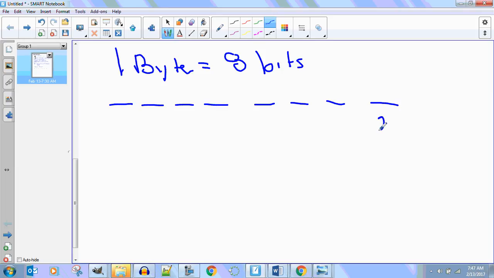This is going to be 2 to the 0. This is 2 to the first power. This is 2 to the second power. This is 2 to the third power. This is 2 to the fourth power. This is 2 to the fifth power. This is 2 to the sixth power. And this is 2 to the seventh power. So go ahead and write that down. Underneath the line, exactly like I did.